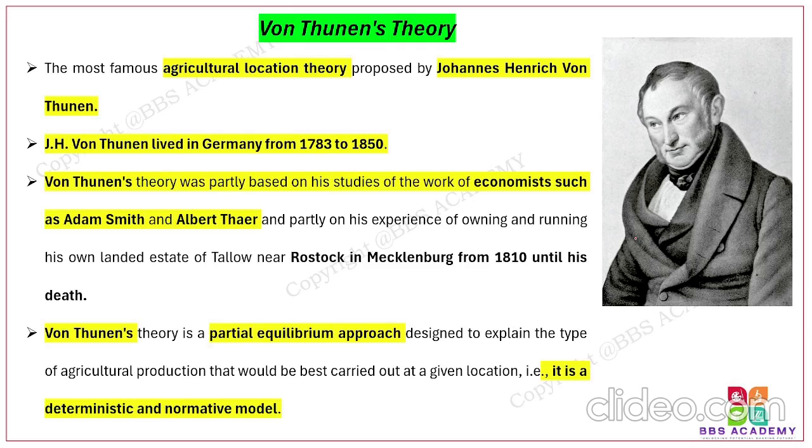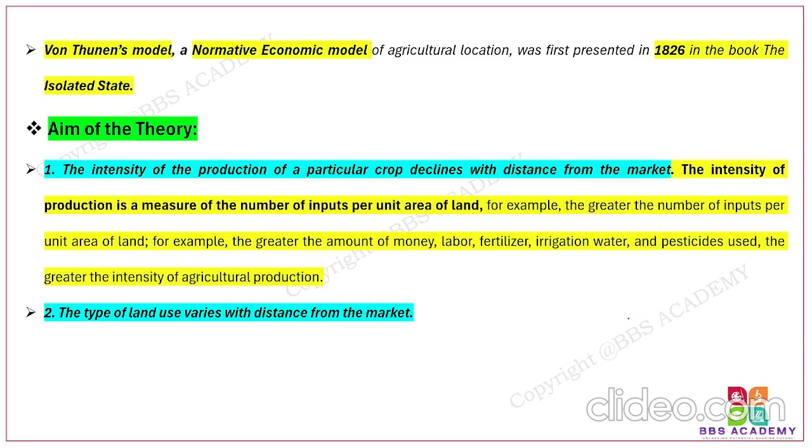The agricultural location theory given by von Thunen in 1826 was a deterministic and normative model. This model was partly based on the work of Adam Smith and Albert Thaer. Von Thunen's model is a normative economic model. In 1826, von Thunen's agricultural location theory was published in his book The Isolated State.